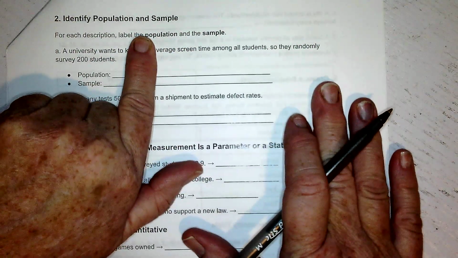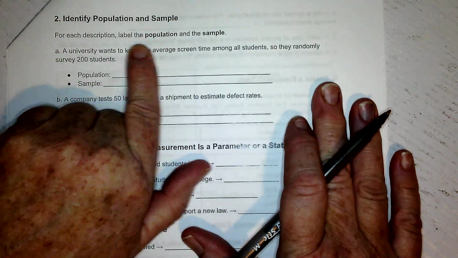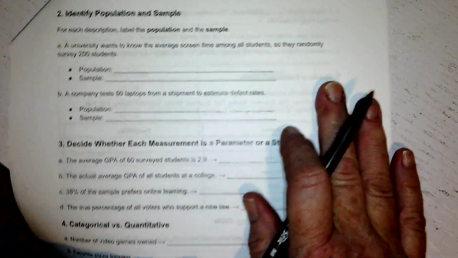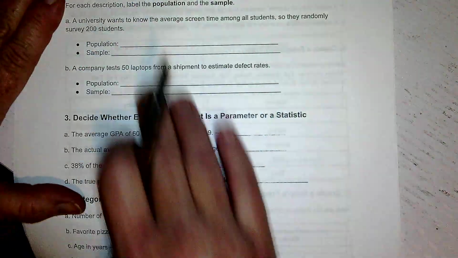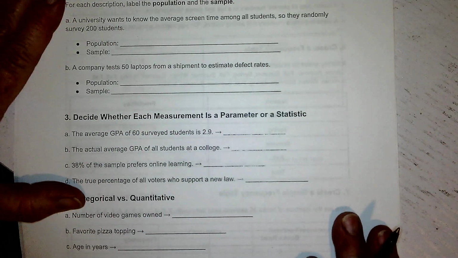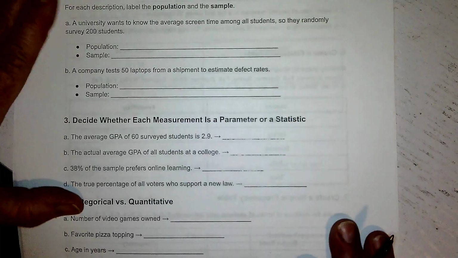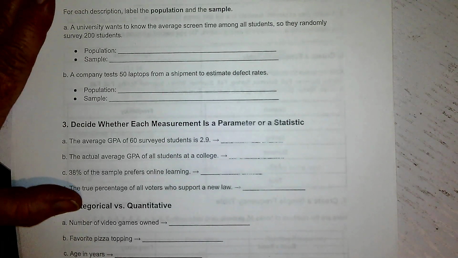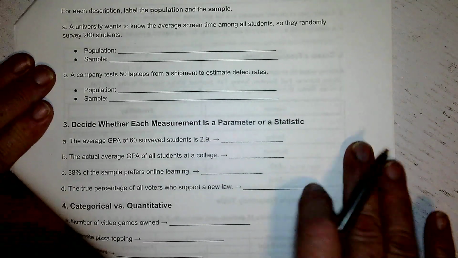Identify population and sample. For each description, label the population and the sample, and that's for these two here. So go ahead and pause that. And actually, you can do all of this. Go ahead and do this entire page. This is really preparing you for understanding this material. I'd rather you do this and make sure you understand it before I just start spieling. So please pause the video, attempt this yourself, and then come back to see how you did.